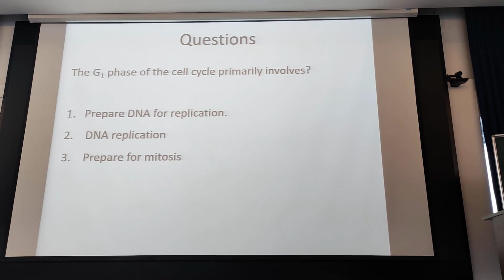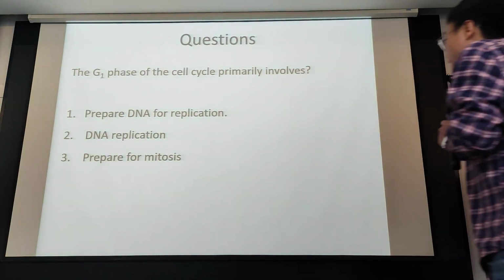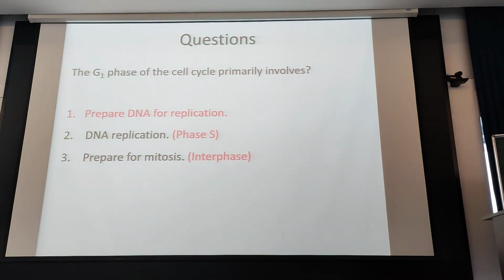Okay, so the G1 phase prepares DNA for replication. Meanwhile, the S phase is where DNA replication takes place, and the G2 phase is for mitosis preparation. That's correct. My solution is just a little bit different. So the whole interphase is prepared for mitosis, but your answer is also true. The G2 is also prepared for mitosis.